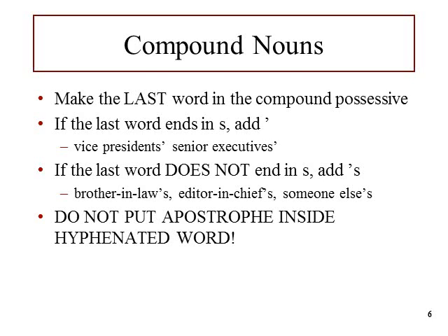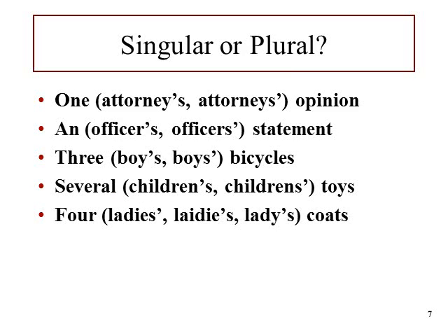Again, we want to make the last word in the compound possessive, and if the last word ends in S, like vice presidents, that's where we add the apostrophe. Hopefully this makes sense. Let's take a look at these. Let's say we're talking in this sentence about one attorney or attorney's opinion. Is it this one or is it this one?